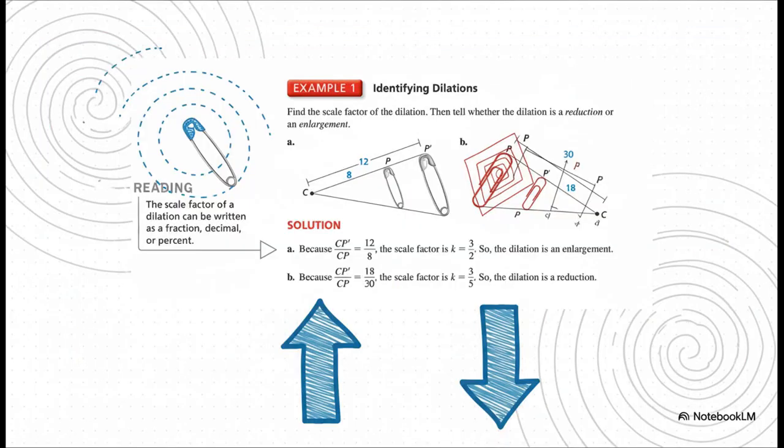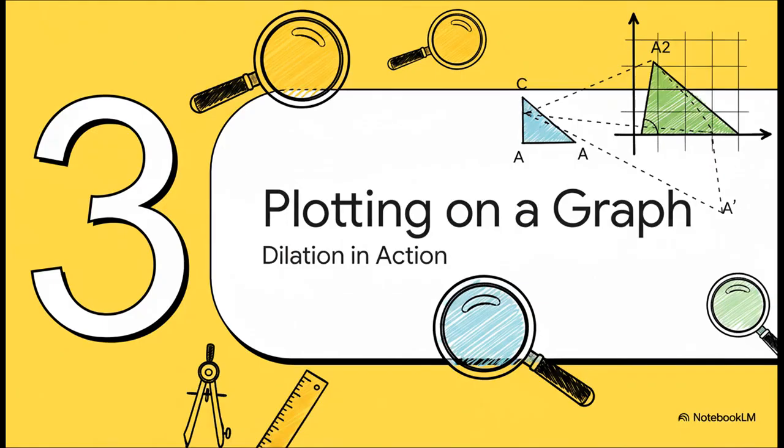And this slide shows it perfectly. Look over on the left. The scale factor is 3/2, which is 1.5. Since that's bigger than 1, the safety pin gets enlarged. Now look at the right. The factor is 3/5, or 0.6. That's less than 1, so the paperclip shrinks down. It just works. All right, this is all great in theory, but let's make it real.